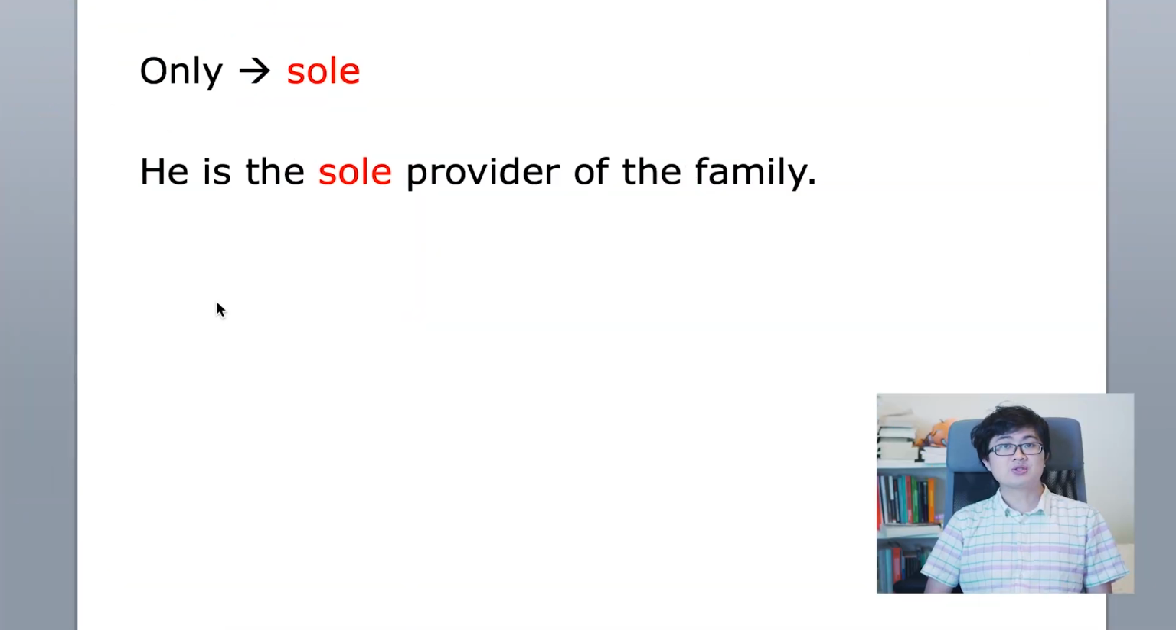And then the next one, instead of only, try to use sole. Sole means the only thing, basically. For example, he is the sole provider of the family, or the only provider of the family.